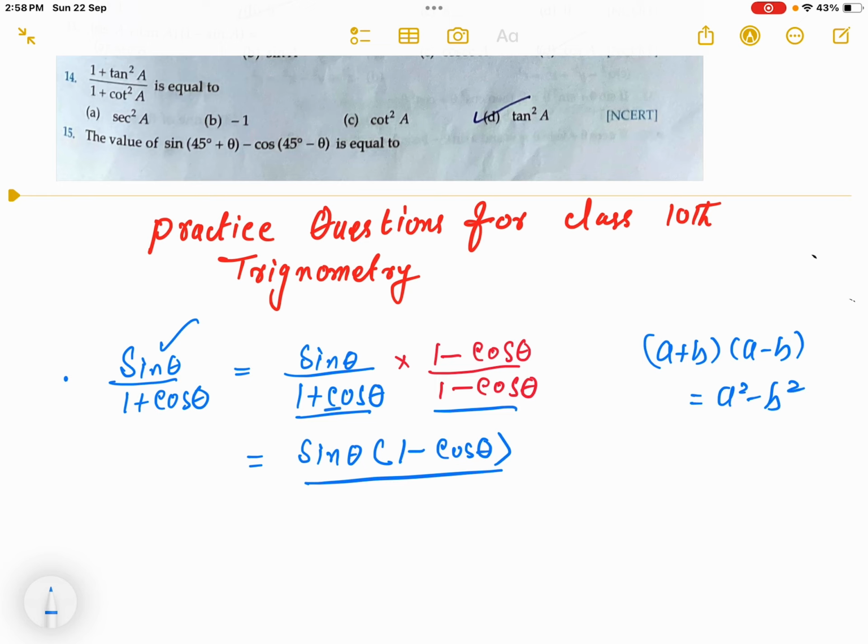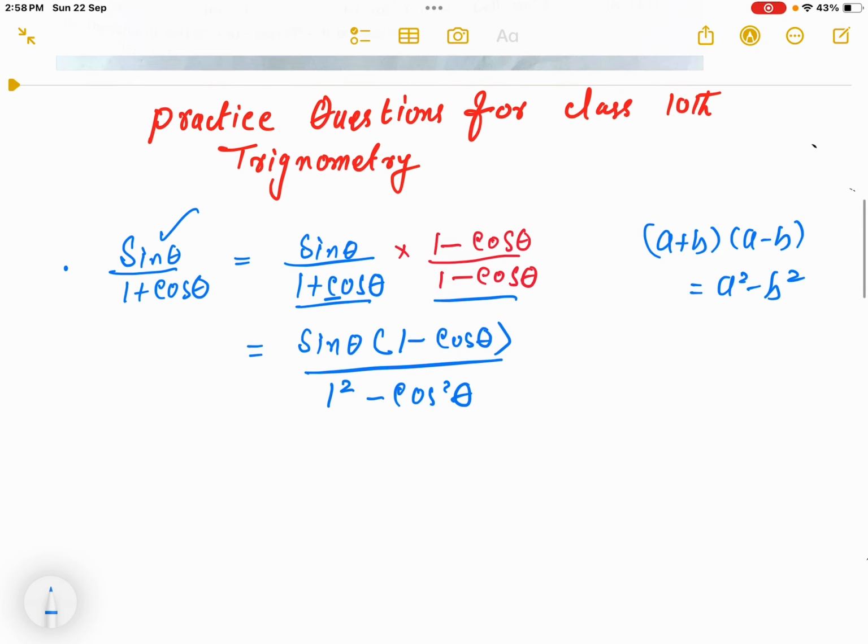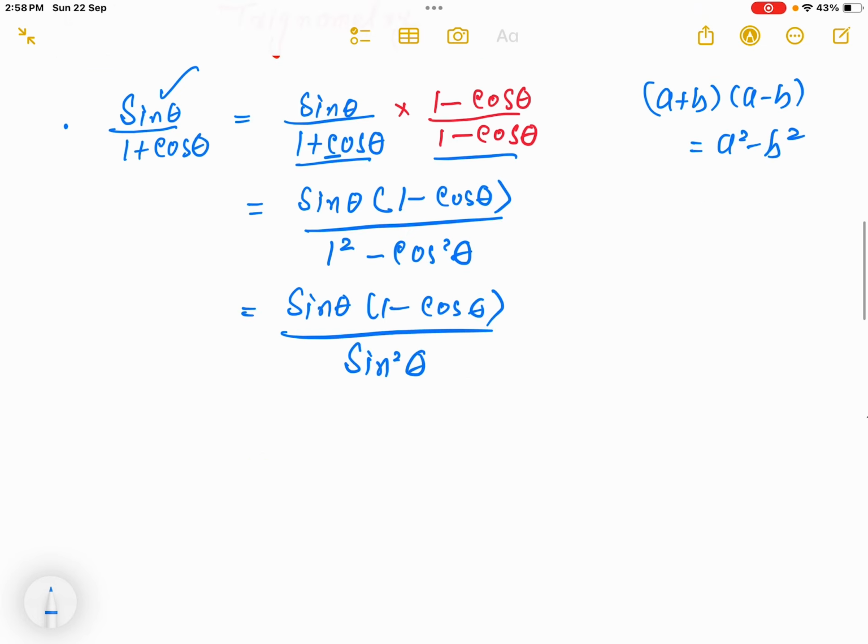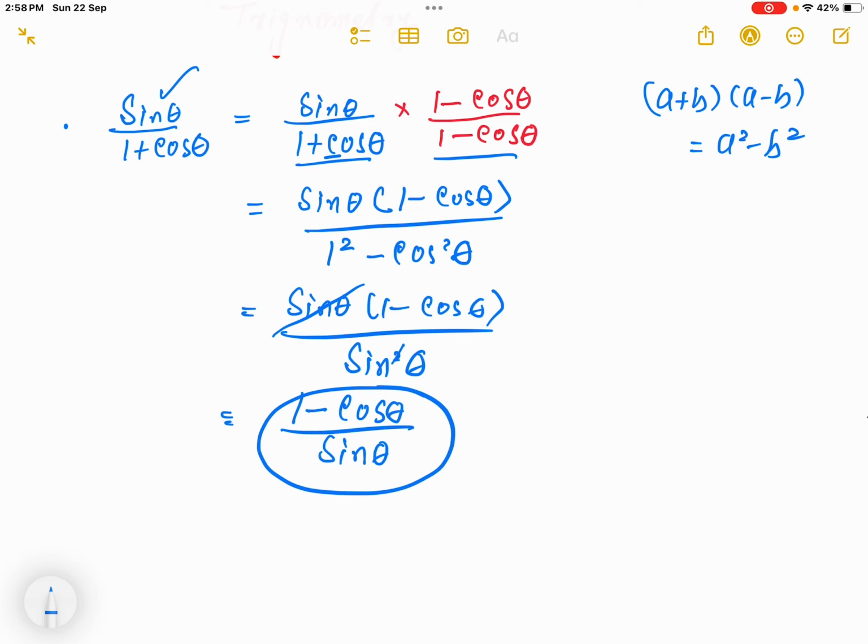So in the denominator it will be 1 squared minus cos squared theta, so this will be sine theta times 1 minus cos theta. We know that 1 minus cos squared theta, as I already told you, is sine squared theta, and one sine theta will cancel out. I'll get 1 minus cos theta over sine theta. So that is the correct option.